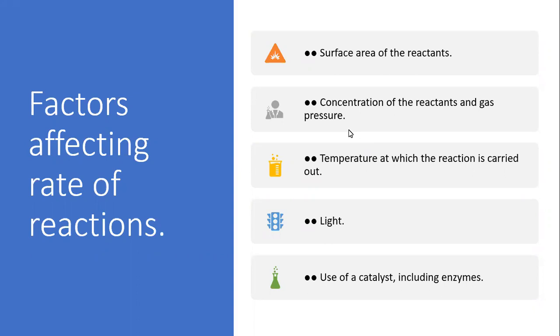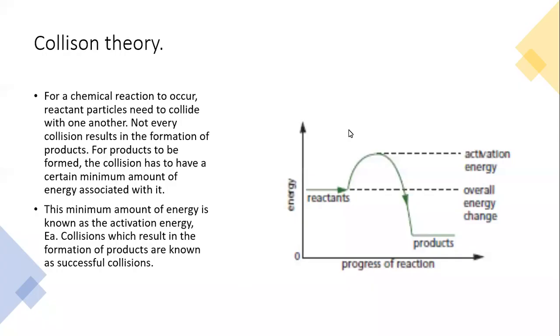So when we talk about factors that are affecting the rate of reaction, there are five factors. One is the surface area of the reactants. So what is the surface area? The concentration of the reactants and the pressure of the gas. The temperature, light, and whether we are using catalyst or not.